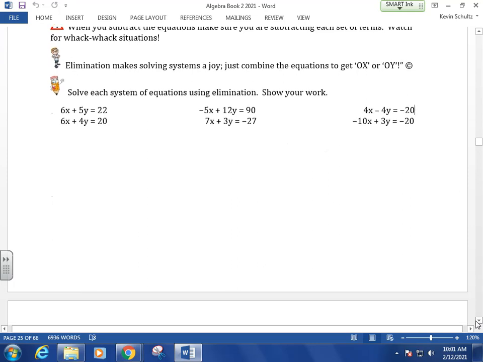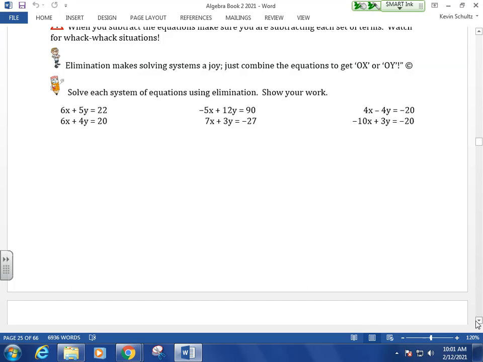My nifty tidbit there. Elimination makes solving systems a joy. Just combine the equations to get ox or oi. That's copyrighted, so you can't say that. Because I thought of it, so I copyrighted it. Or if you do, you gotta give me credit. Yes. What's that? Did you actually copyright it or just put the symbol in? Isn't that all you have to do to copyright something? Just put a symbol? No, there's more? What else do I gotta do? Isn't there legal stuff that you have to do? Isn't that what that means? Oh. Well, I guess it's, yes, it's copyrighted. I did all that stuff.